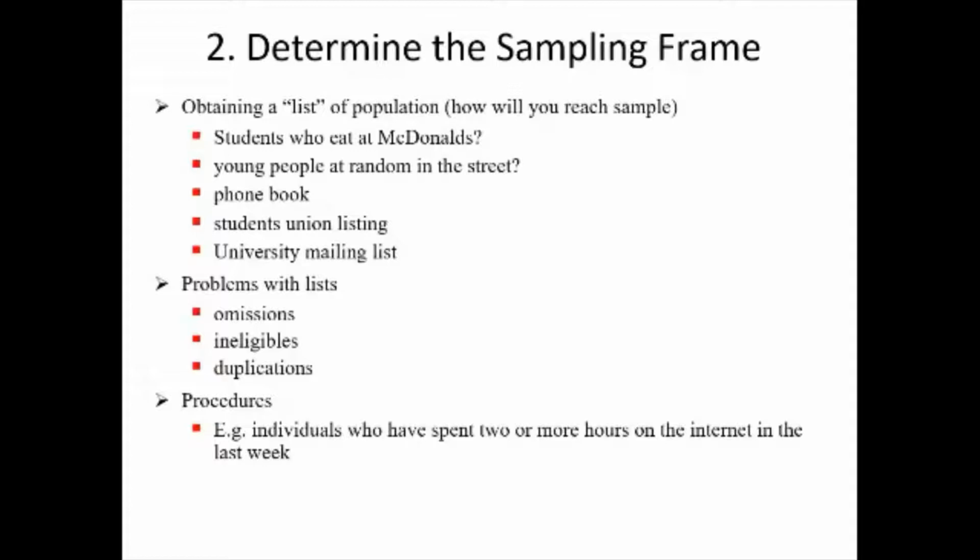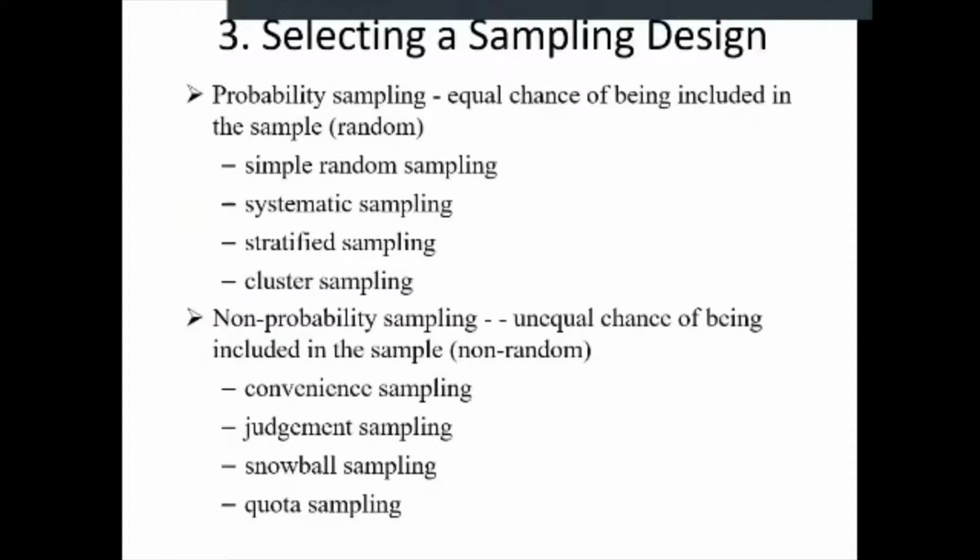After collecting the sampling frame, the next step is selecting a sampling technique. It is not called sampling design, it is called sampling technique. So the third step is selecting a sampling technique. Sampling technique means the method you follow for selecting the sample. There are two sampling techniques. The first one is the probability sampling technique, and the second one is the non-probability sampling technique.